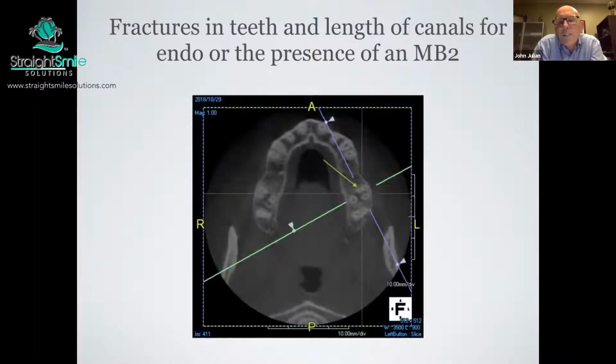The other thing is, let's look at the MB2 canal on an upper first molar. And if we can identify the presence or absence of that, it allows us to approach the tooth endodontically with greater success.